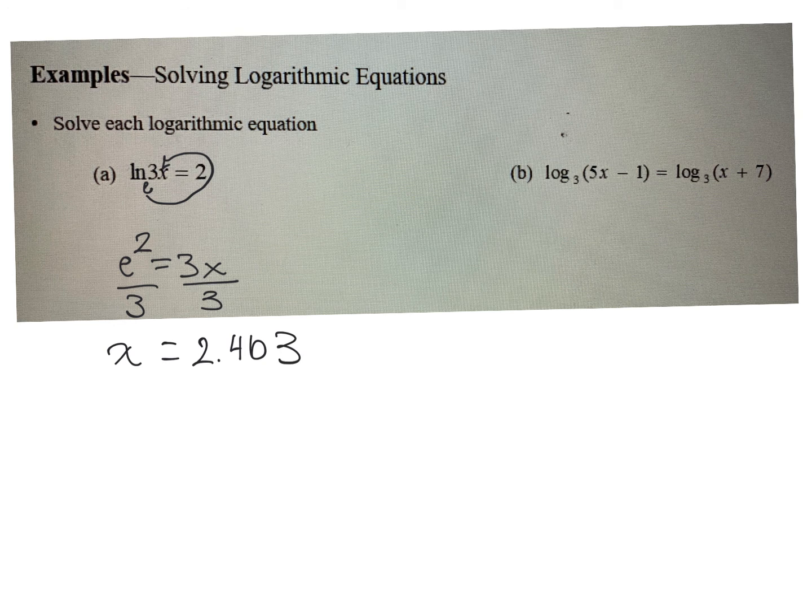On the next problem, there's only 2 logs, nothing to condense. Same base, so that screams one-to-one property, that 5x minus 1 has to equal x plus 7. So 4x equals 8 and x equals 2. Just checking, if I plug the 2 in here, neither one of those statements become negative, so it's good to go.